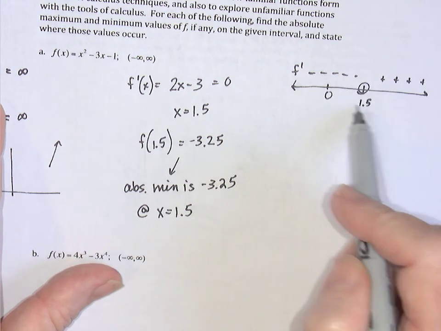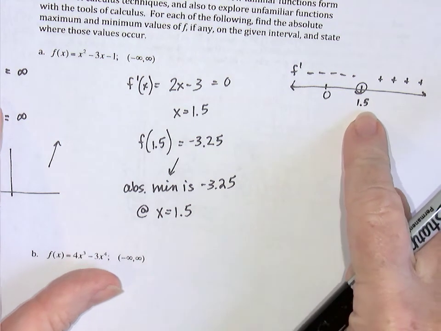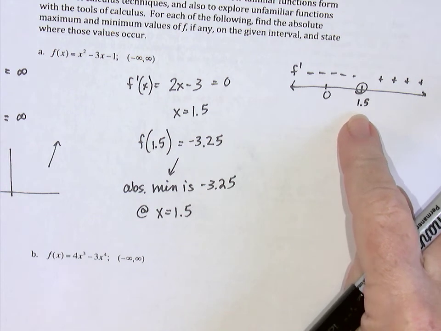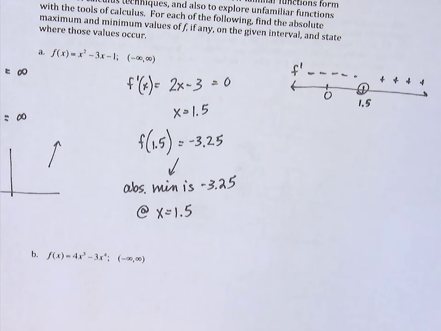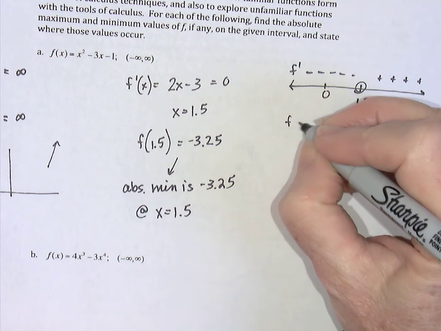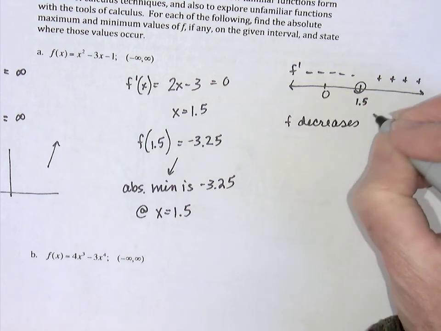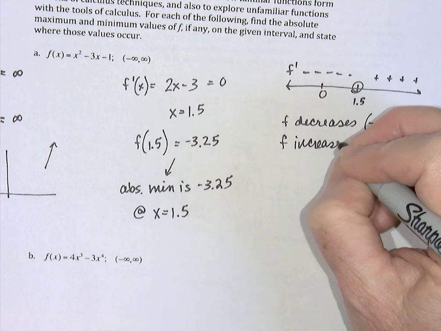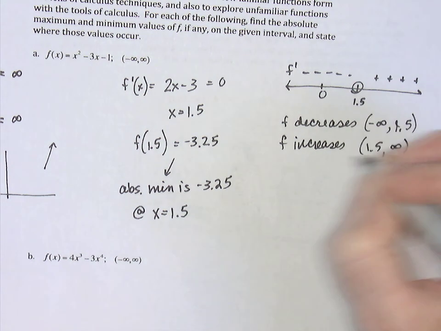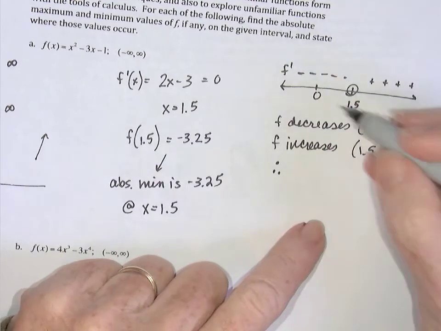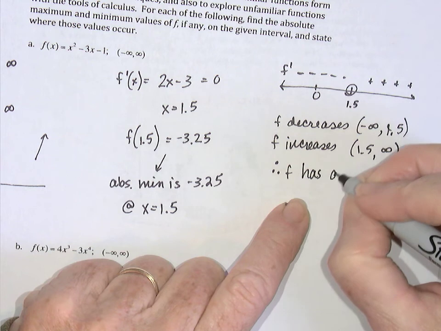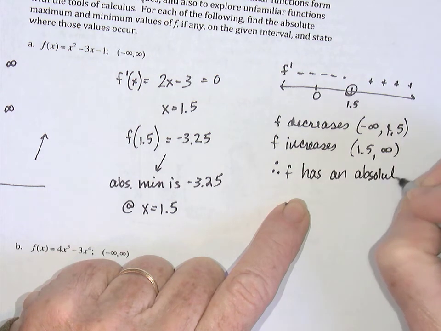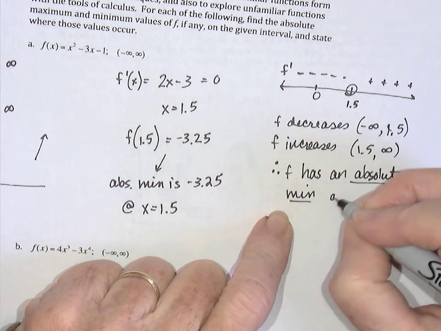So if there is going to be a point that's lower than 1.5, I don't know what it could be. So here's another way that we could justify that not only is this a local min, which is essentially what the first derivative test guarantees, but in fact, it's an absolute min because over the whole interval. So if I said f decreases all the way from negative infinity to 1.5, and then f increases from 1.5 to infinity, therefore, we're talking about everything in the domain, f has an absolute min at x is 1.5.